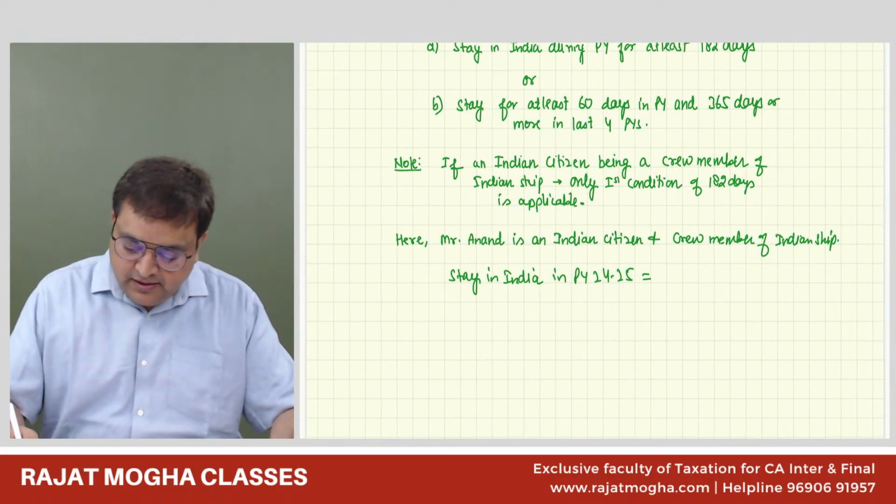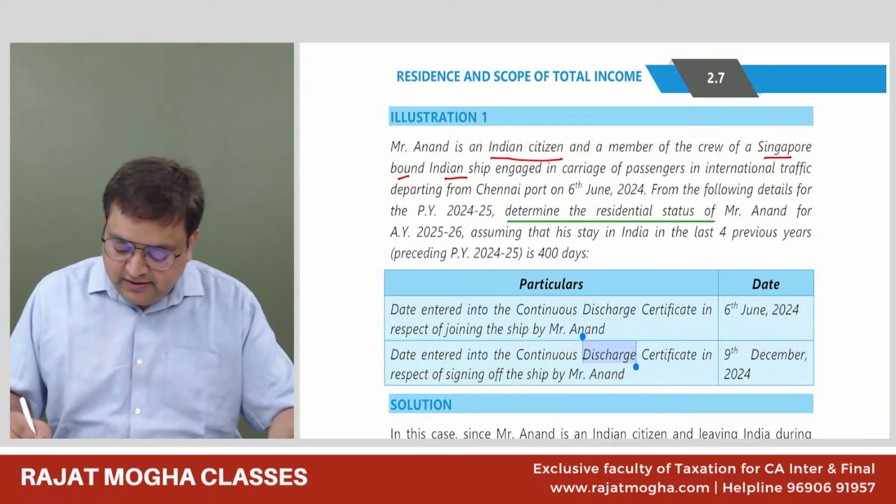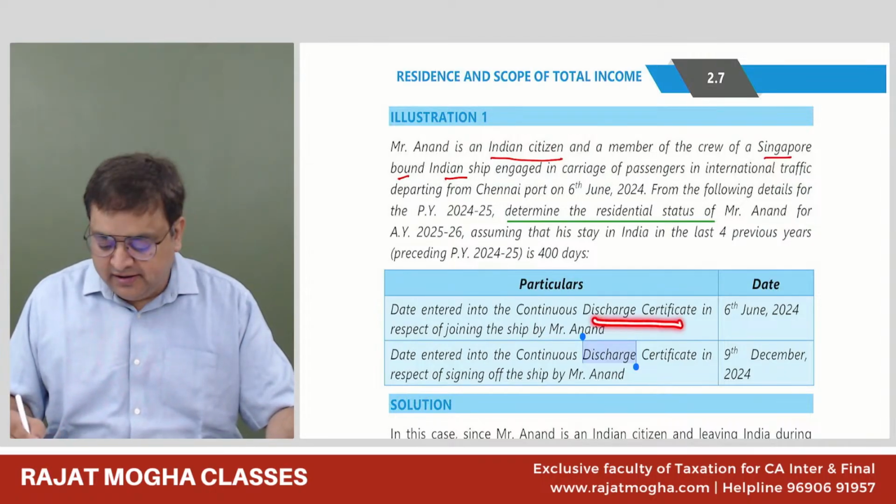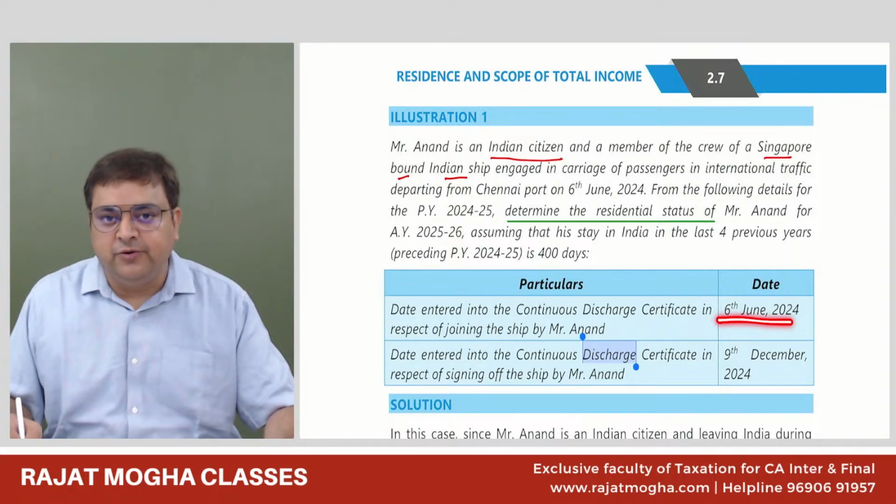So December has 31 days, and the initial 9 days, he was not here. So he was here in December for 22 days.